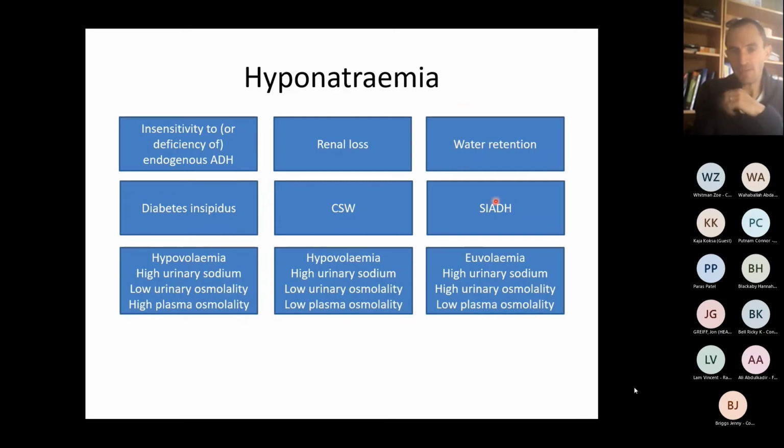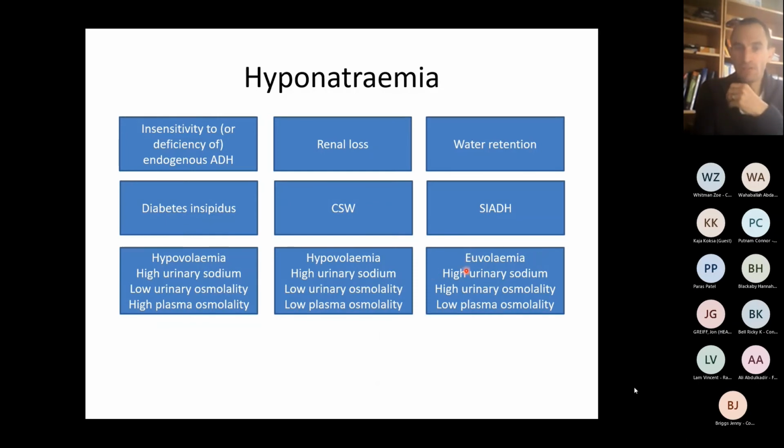Finally, SIADH, which can happen with brain injury, but it tends to be more associated with brain tumours, sort of endocrine type tumours. Patients have inappropriate secretion of antidiuretic hormone. So they have an inappropriate antidiuresis, which means they're not trying to lose all of their water. They tend to retain water, so they'll be euvolemic or hypervolemic.